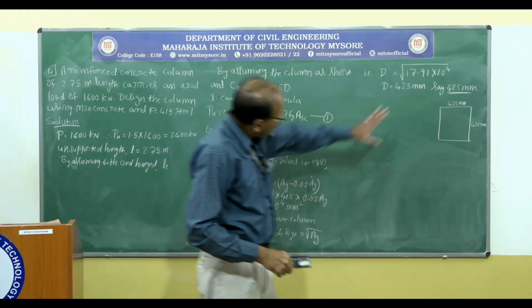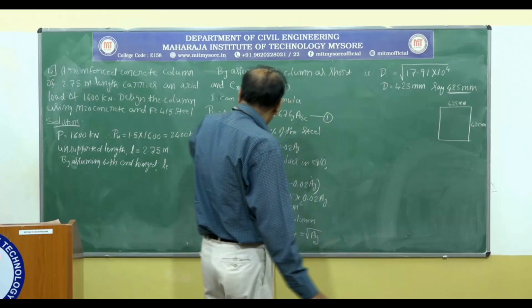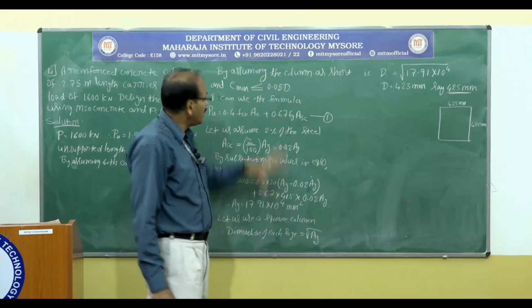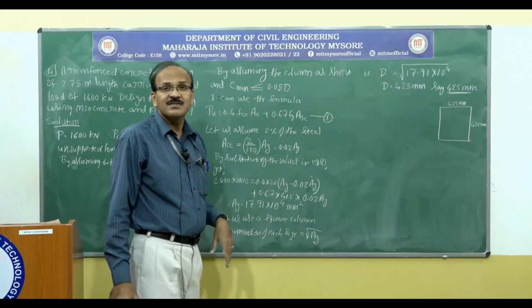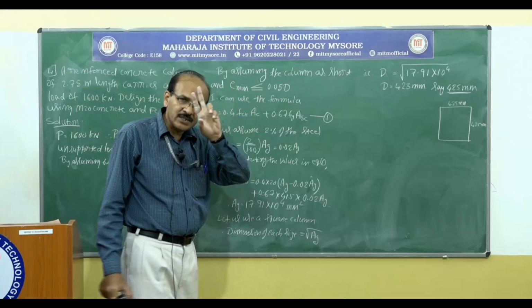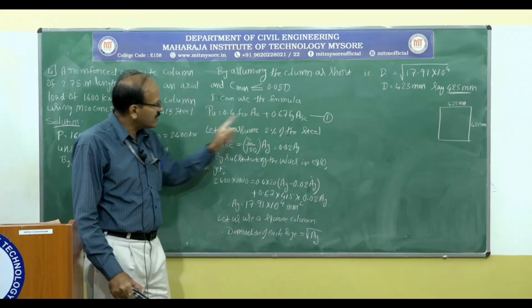Now we know the dimensions of the column. We made use of this formula under certain conditions, and we have to satisfy these conditions. So we will check whether those conditions are satisfied, then only are we justified in using this formula.